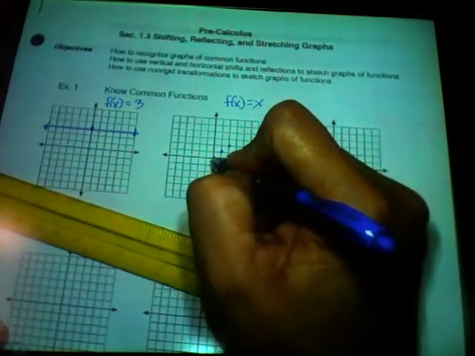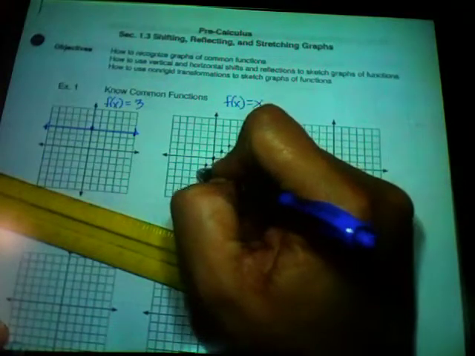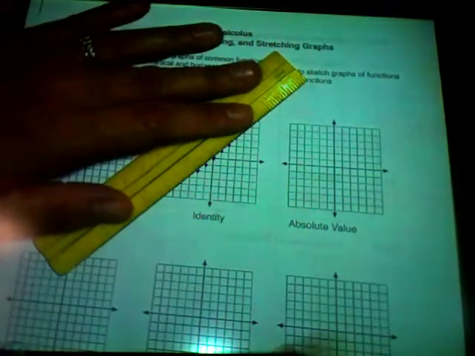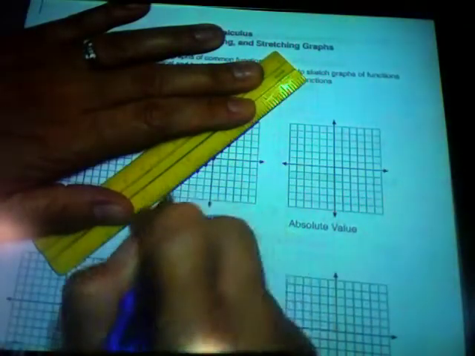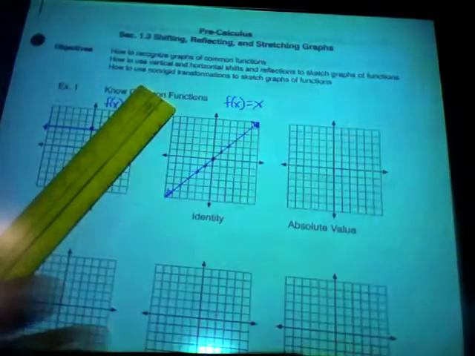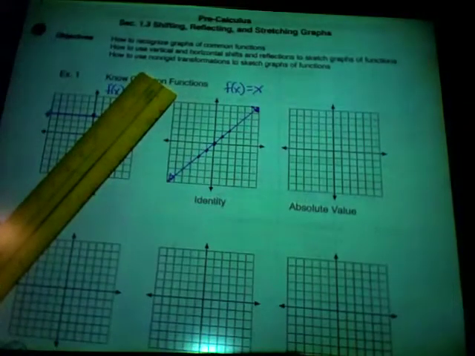Or we can go negative. If x is negative 1, y would be negative 1. X is negative 2, y would be negative 2. This is a common place for graphs to be reflected over, y equals x. But it's also called the identity function. X and y are exactly alike.